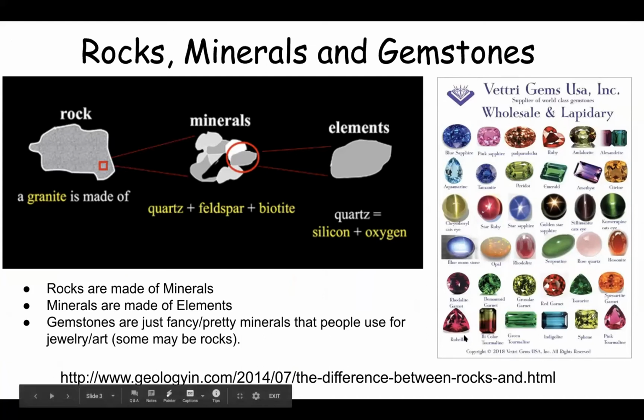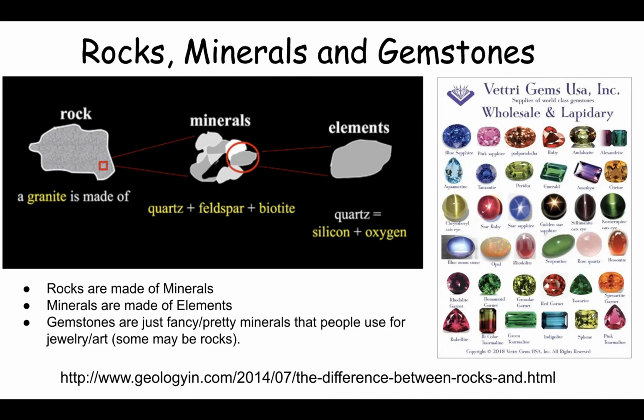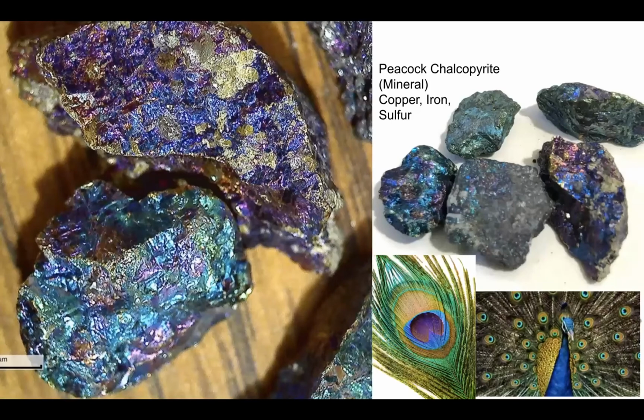So rocks are made out of smaller things called minerals, and those minerals are made out of even smaller things called elements. And then you notice I use the word gemstone or birthstone. That's just another word for fancy minerals, and those gemstones are usually minerals that people use for jewelry because they look so pretty.